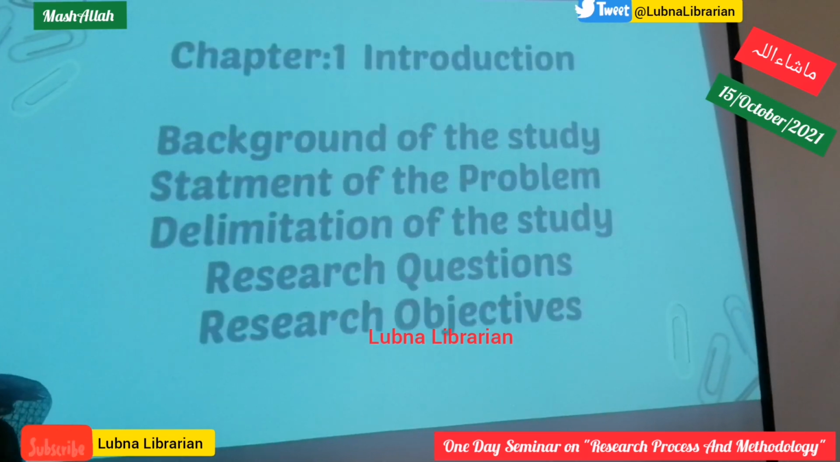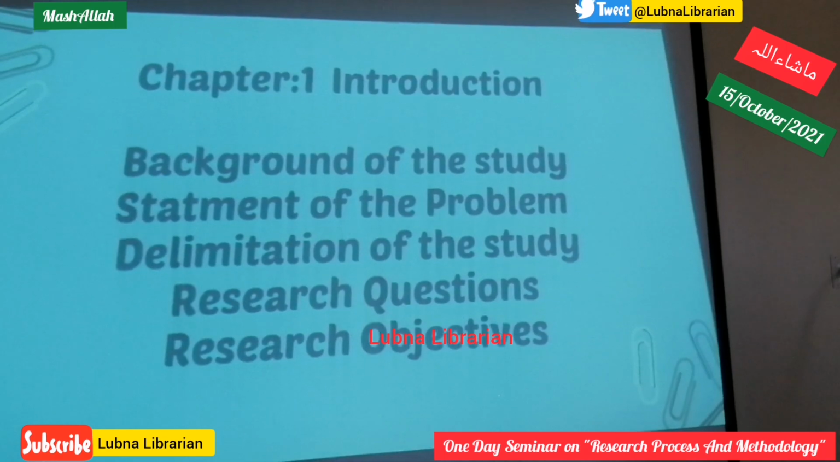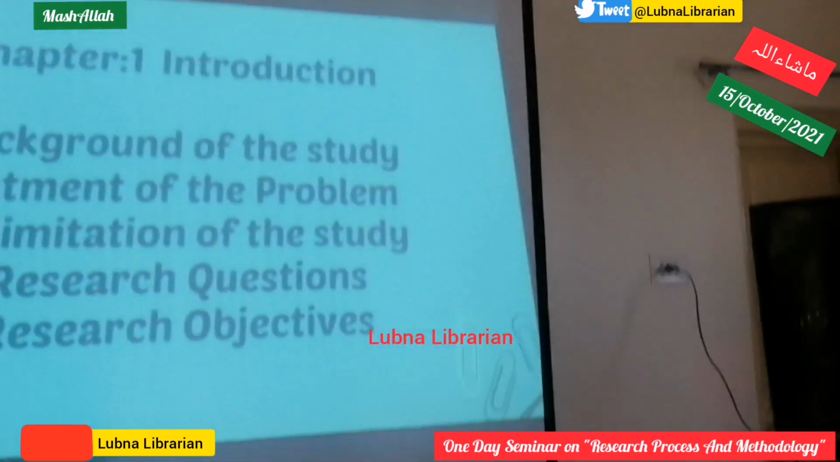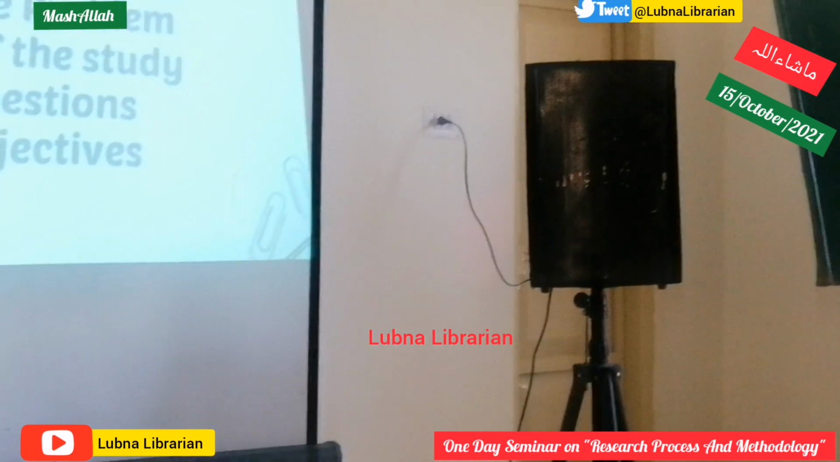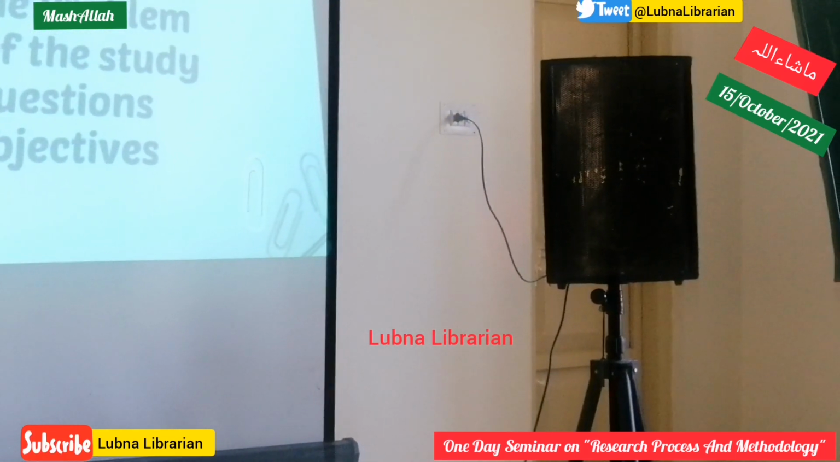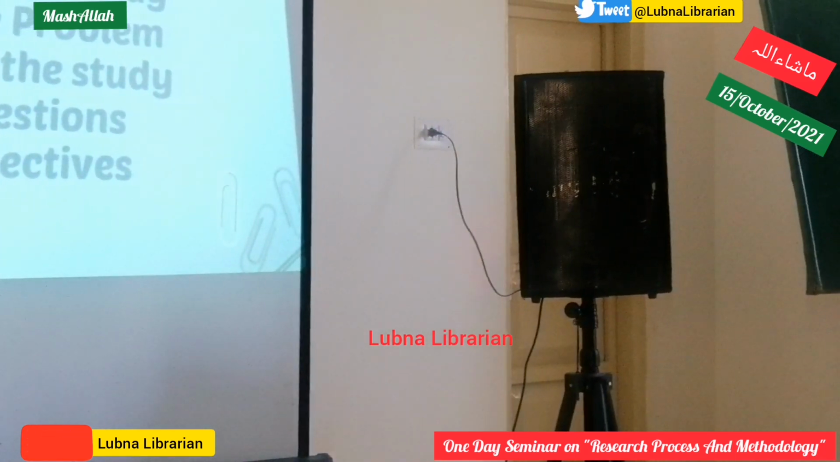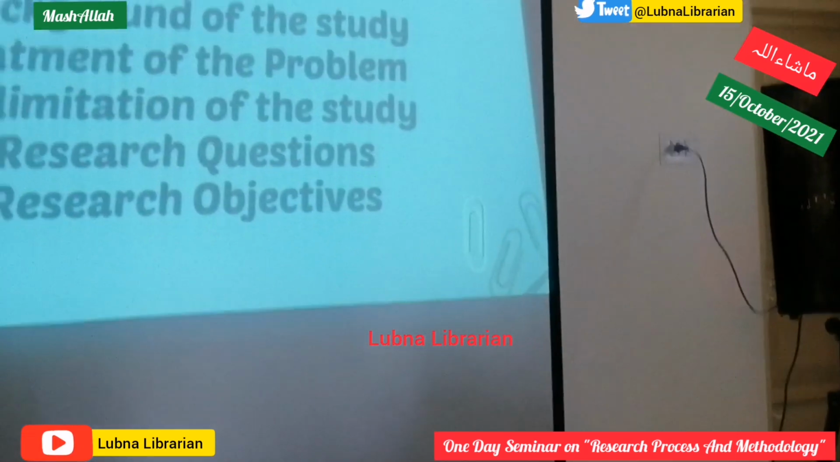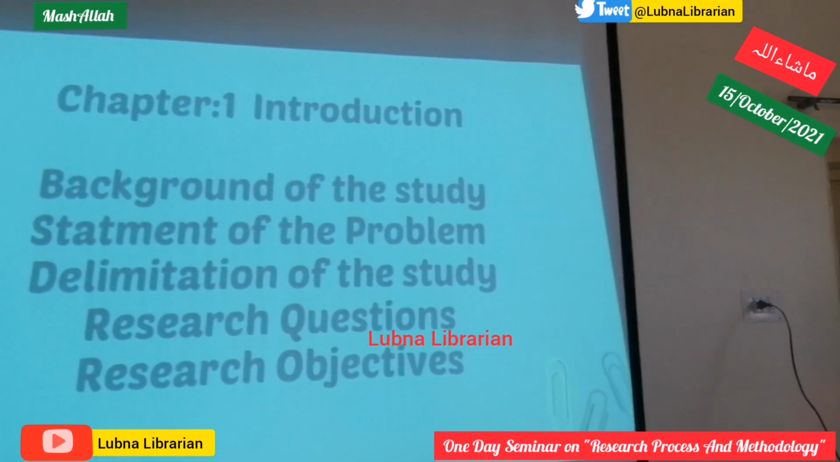So now chapter number 1 is introduction. If you have written your proposal in a very organized manner, then your proposal will be converted automatically into your chapter number 1. All the elements, all the ingredients that are there in your proposal are the part of chapter number 1, that is introduction. You people are getting the point, right?